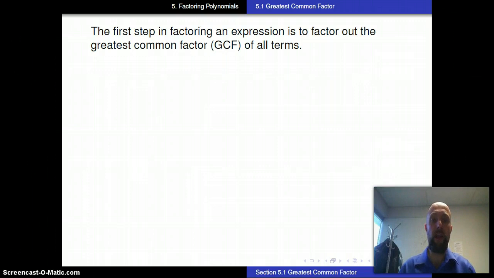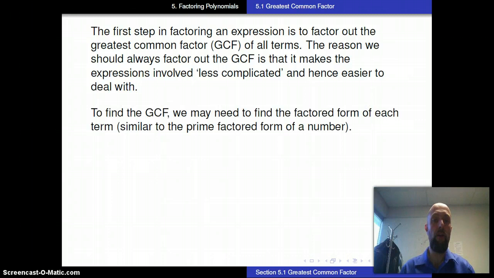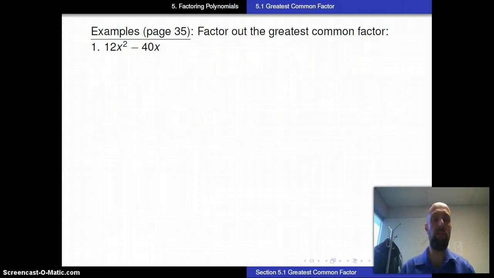The first step in factoring an expression is to factor out the greatest common factor of all terms. The reason we should always factor out the greatest common factor is that it makes the expressions involved less complicated and hence easier to deal with. To find the greatest common factor, we may need to find the factored form of each term, similar to the prime factored form of a number. Let's illustrate this with the examples on page 35.